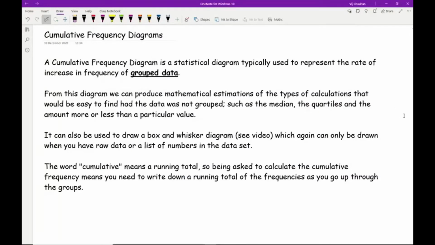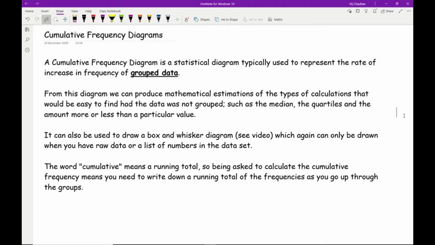So before we go on to show you how to calculate the cumulative frequency values and how we go about drawing a cumulative frequency diagram, let's first of all introduce what one is. A cumulative frequency diagram is a statistical diagram typically used to represent the rate of increase in frequency of grouped data. From this diagram we can produce mathematical estimations of the type of calculations that will be easy to find had the data not been grouped, such as being able to find the median, find the quartiles, finding an amount that's less or more than a particular value.